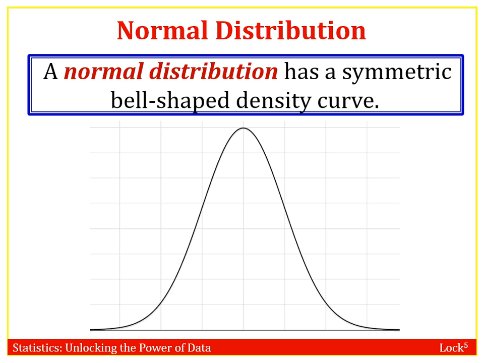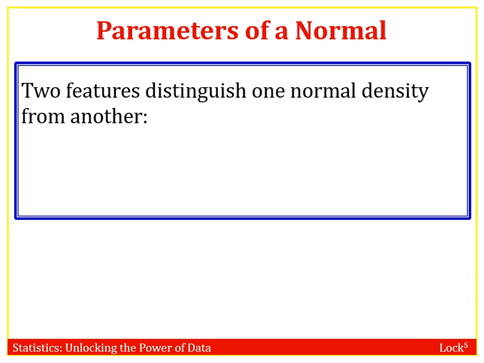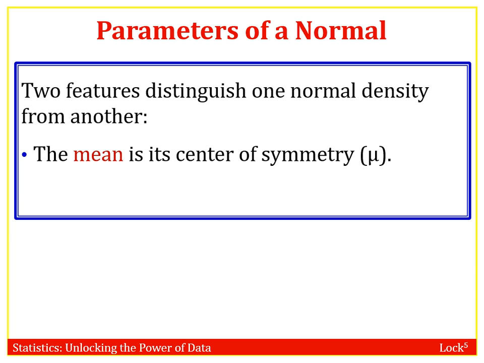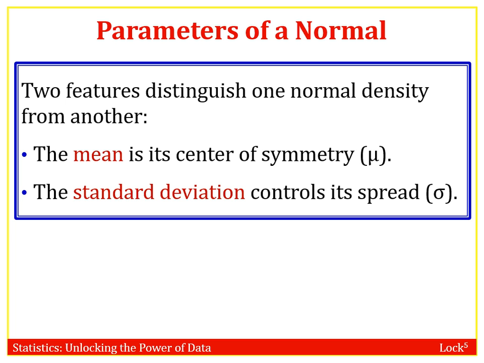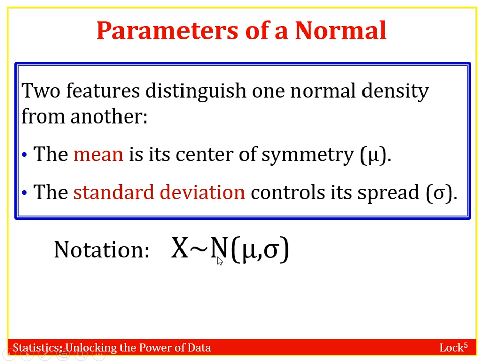A normal distribution is a symmetrical, bell-shaped density curve. A couple key features about our normal distribution: the mean is always at the center. The standard deviation controls how spread out it is. So whenever you see this symbol with a capital N and then parentheses, mu and sigma, or a number comma another number, where the first number represents your mean and the second number represents your standard deviation, that lets us know that we're dealing with a normal curve with the first number being your mean, the second number being your standard deviation.